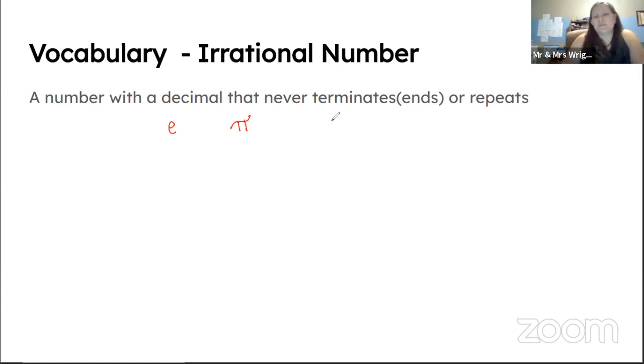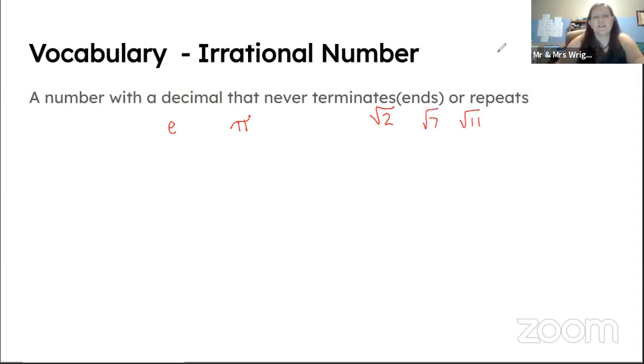Some other types of irrational numbers that never end and never repeat are going to be seen as numbers that have the root symbol on them. We'll figure out in a later vocabulary what that's called, but we generally know this as square root, okay? So the square root of 2, that's an irrational number. If you plug that into your calculator, it's going to give you a decimal that never ends and never repeats. That's how you know it's irrational and not rational, okay? Square root of 7, square root of 11.